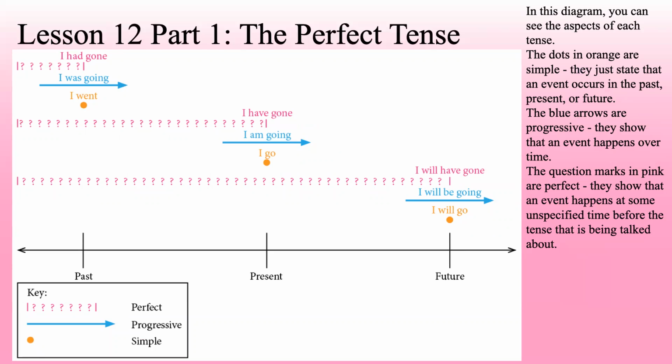The blue arrows are progressive. They show that an event happens over time. So in the present, I am going. It's in the process of happening right now. In the future, I will be going. It starts at some point in time in the future.